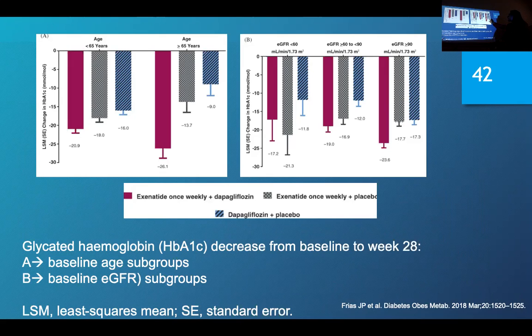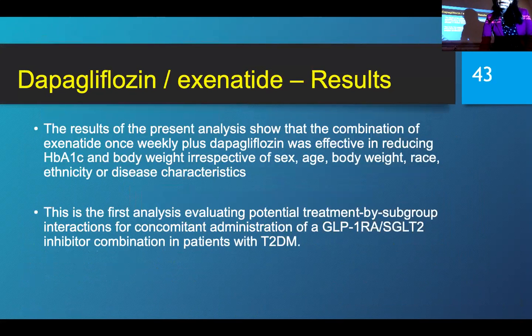And also dapagliflozin here in the purple bar showed a better response to lowering the glycated hemoglobin compared to the two groups. And this is in agreement with the mechanism of action of the SGLT2 inhibitors, because they work on the kidney, or renal reabsorption of the glucose.